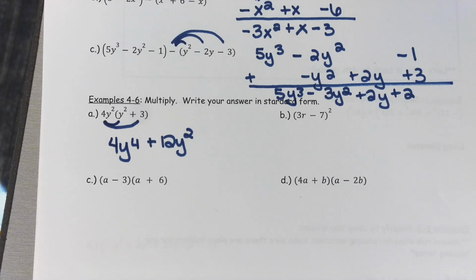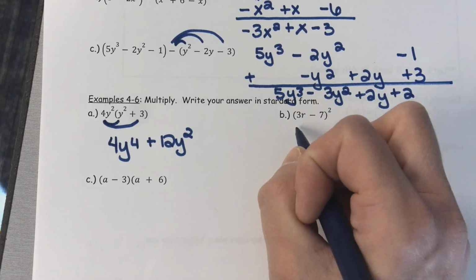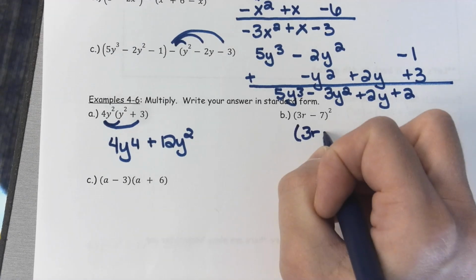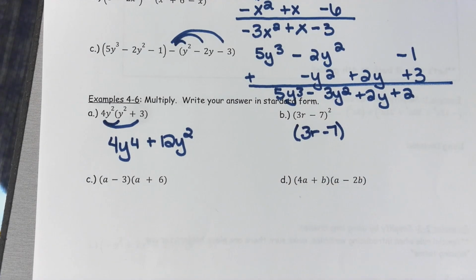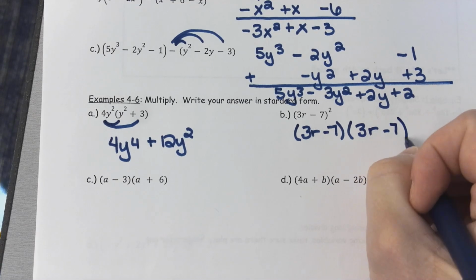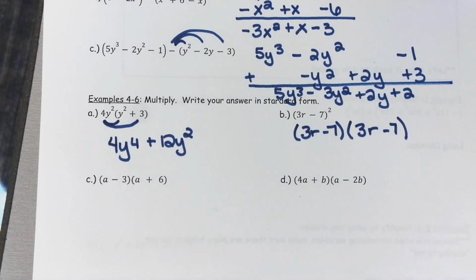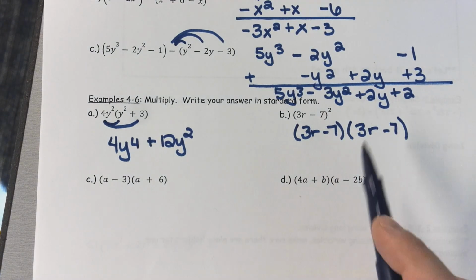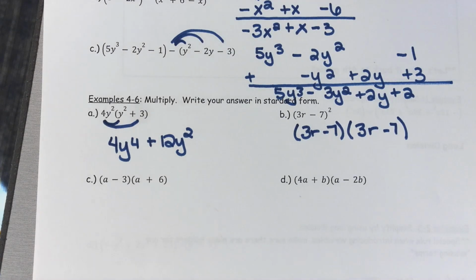Part B, if it's asking me to square something, what is it really telling me to do? Multiply. So I'm taking this, but what am I multiplying it by? Itself. If it was cubed, how many of these sets of parentheses should I have? 3. Okay. So the little exponent is telling you how many sets of parentheses I need.